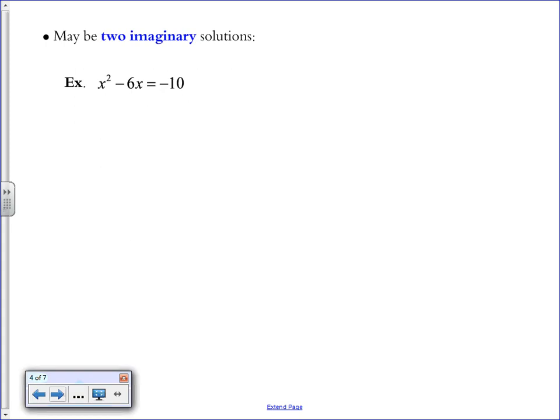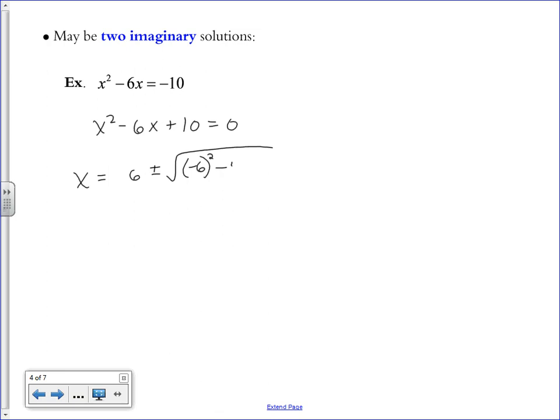In some cases, there are 2 imaginary solutions. So we start the same way. Add the 10 so it says equals 0. Use the quadratic formula. Negative b plus or minus the square root of b squared. Make sure you put that b in parentheses because you're squaring it. Minus 4ac over 2a. Simplify what's under the square root. 36 minus 40.